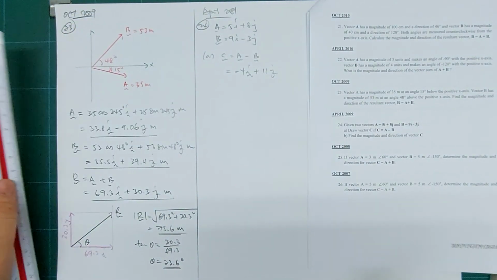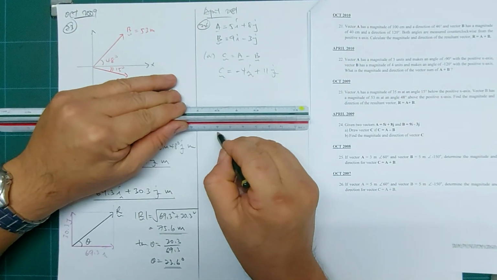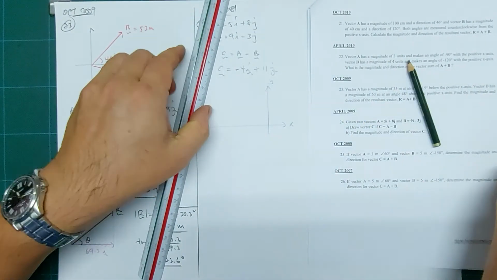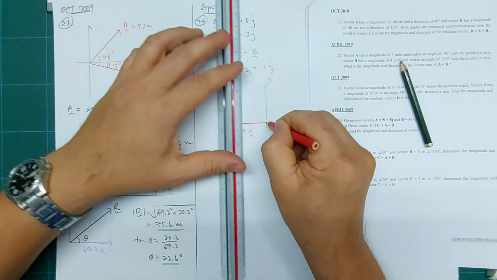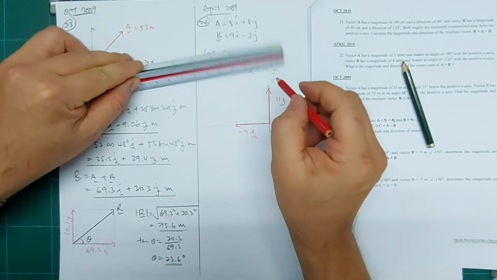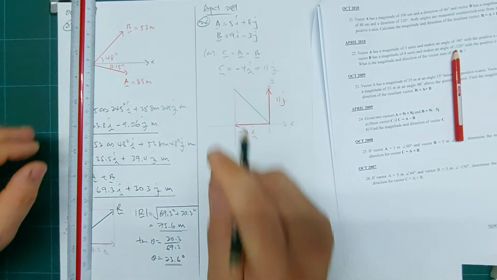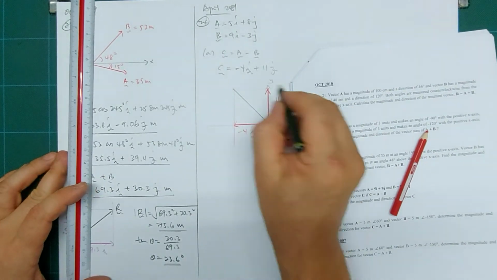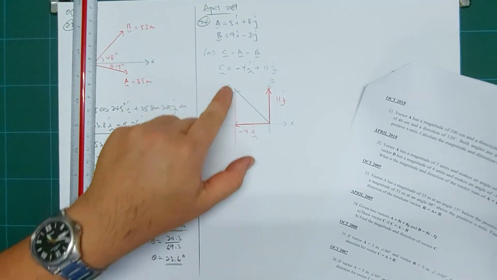So how do you draw this vector? Well, the C vector is negative 4i and 11j. So negative 4 will be pointing to your left, positive j pointing upward. So use red color here. This is our negative 4i, and this one is our positive 11j. So when you combine these two, this is vector C, negative 4i plus 11j.